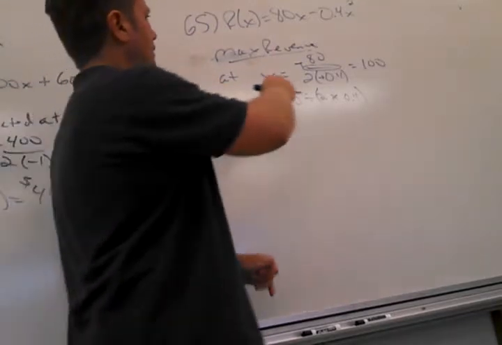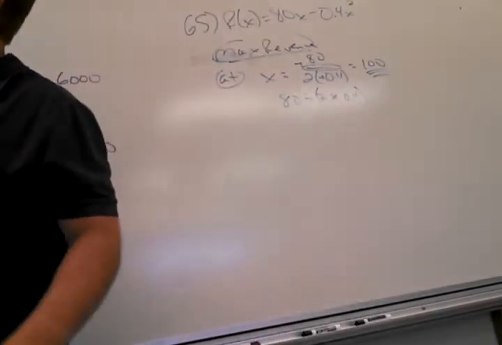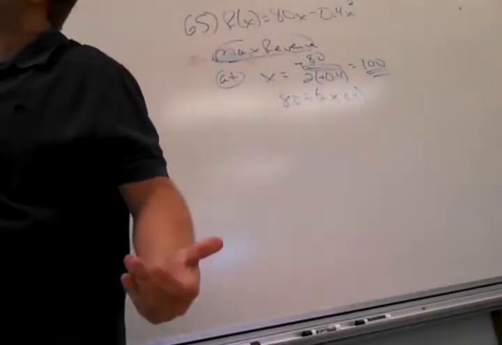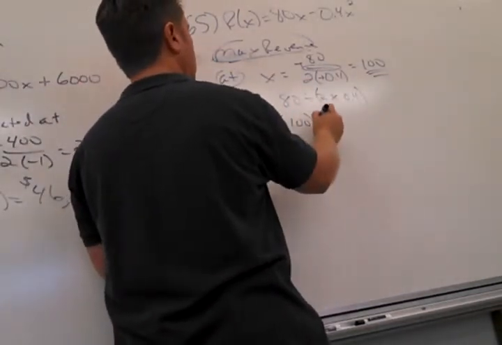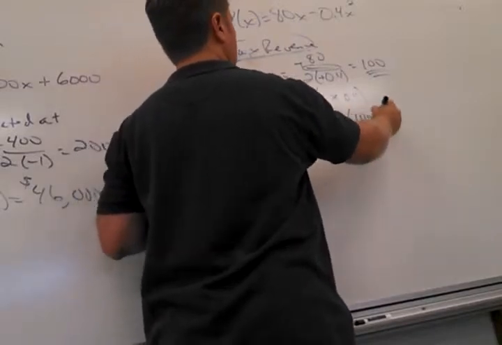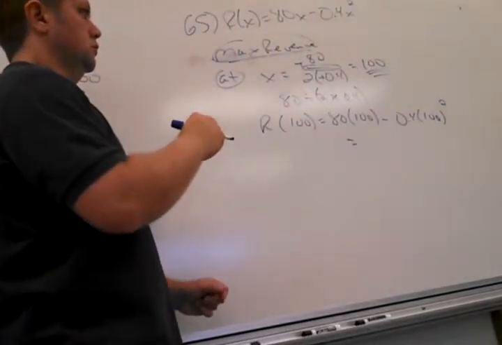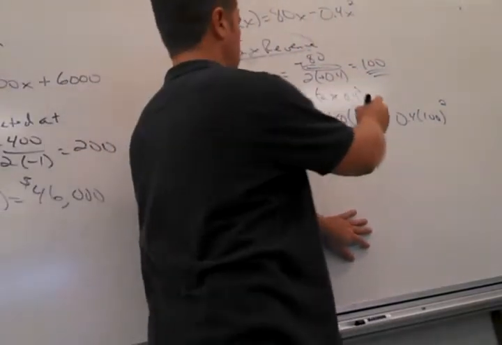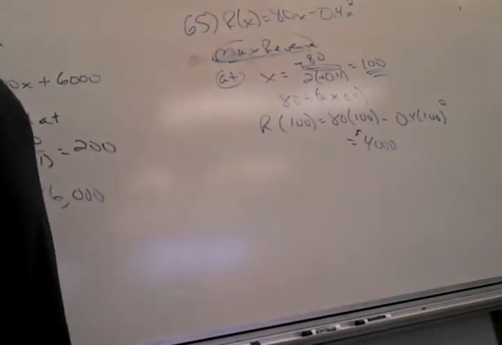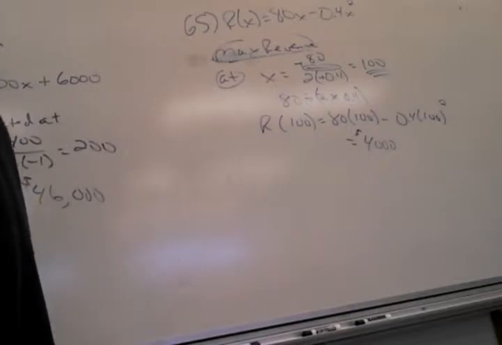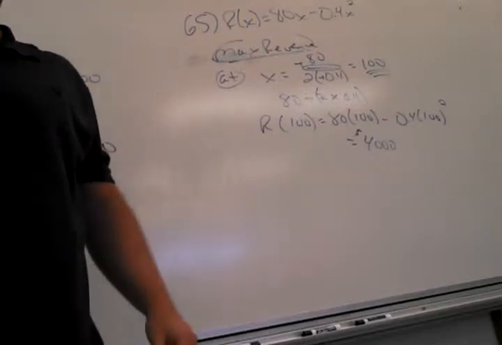All right. So the maximum revenue occurs when they sell 100 whatever. They don't tell us what they're selling. Units. I love it. AC units. And then how much revenue would they make if they sold 100 units? Just plug 100 in. And you get 4,000? Okay, we'll take your word for it. 8,000 minus 4,000 is 4,000. Yep, this is true. It's amazing how it works.